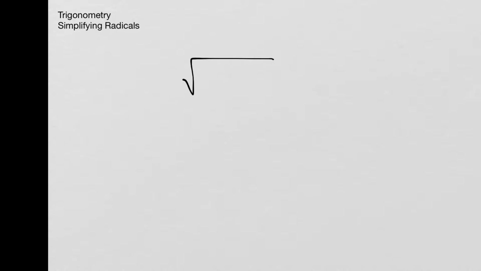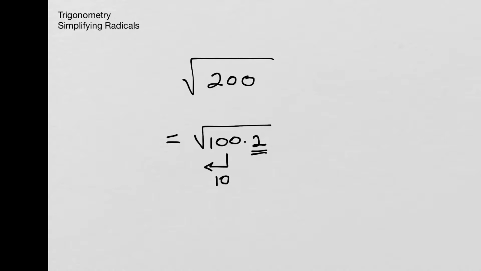I have the square root of 200 that I want to simplify. What I'll do is I'll break the number 200 into a perfect square times another number. So in this case, I can write 100 times 2. Now the 100 is a perfect square, so that can come out, and that's going to come out as a 10. And the 2 is not a perfect square, that has to stay in. So my final answer for this is 10 times the square root of 2.